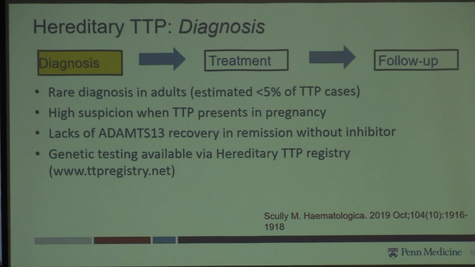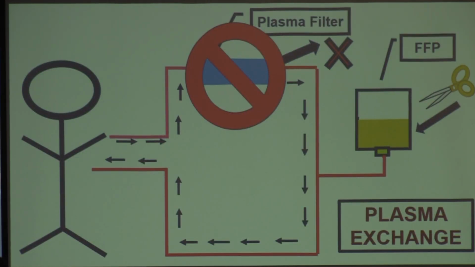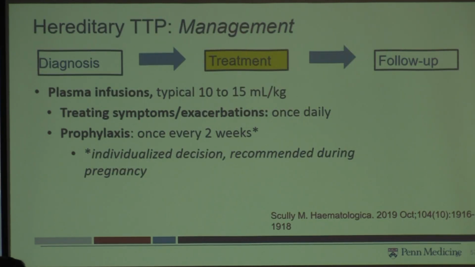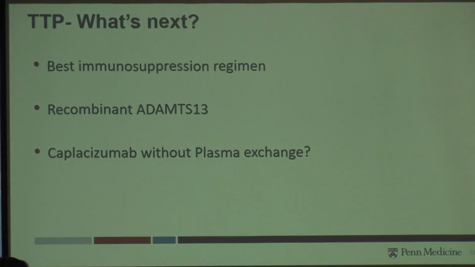And for patients with hereditary TTP, so remember this is going to be a rare diagnosis in adults, estimated less than 5%, but there's fortunately genetic testing available for those patients. And they are treated in a similar way to patients with immune TTP, except that we don't have to get rid of the antibody, so we can just use plasma infusion. So plasma infusion isn't enough for someone with immune TTP, but it is for congenital TTP. So this is showing we would give plasma infusions for that.